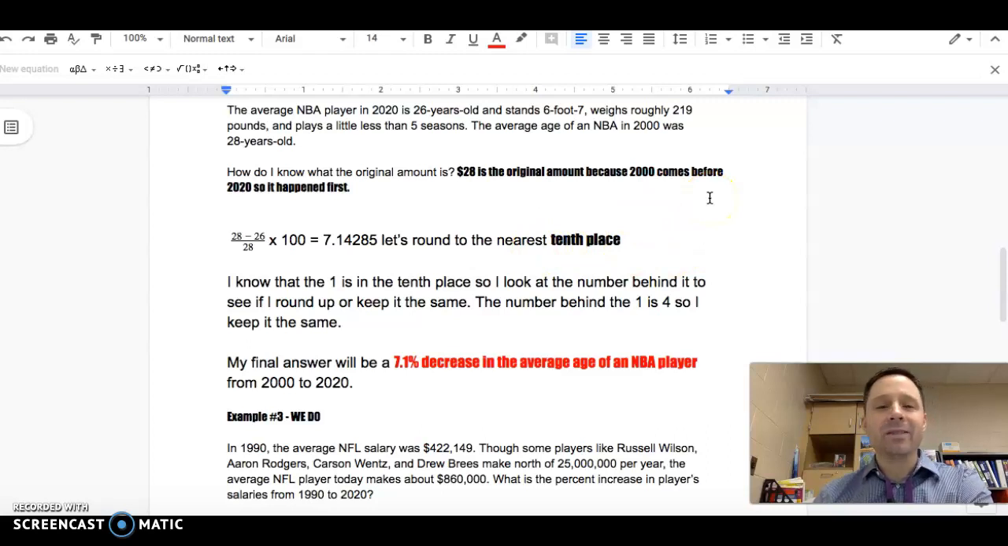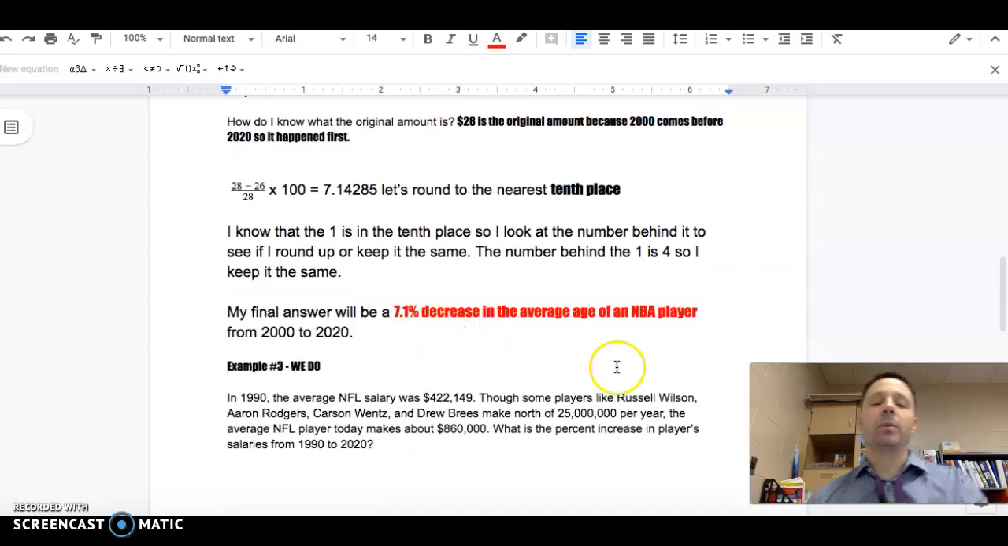So I get 7.14285, but we don't want to leave it like that, guys. We're going to round to the nearest tenth place again, and I'll always tell you what place I want you to round these to. I know that the 1, right here, is in the tenths place. So I look at the number behind it, which is a 4. So 4 is going to tell me to keep this 1 the same. So my final answer will be a 7.1% decrease in the average age of an NBA player from 2000 to 2020.